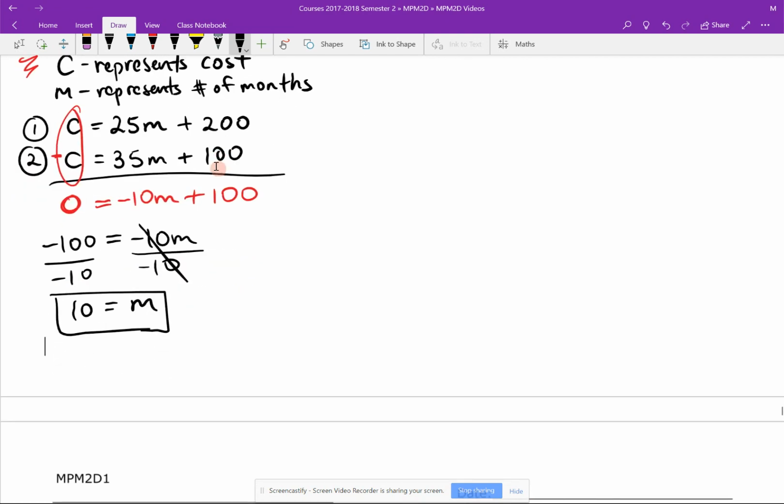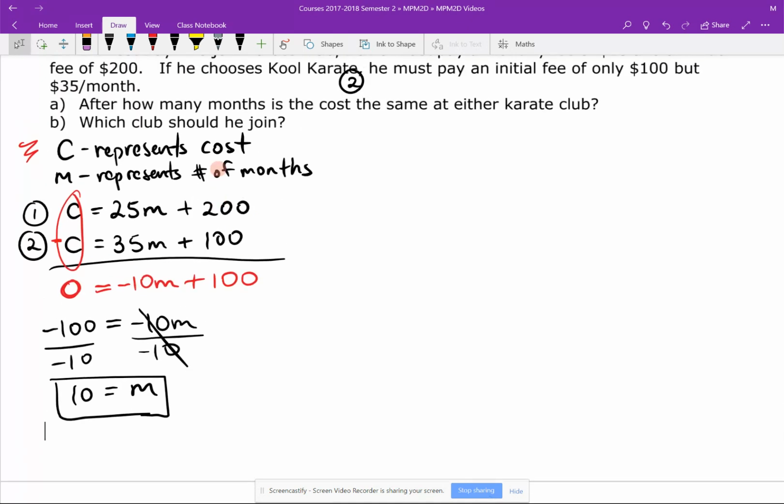Okay, so do I need the costs? Actually, I can go and find C. So if I took M and I put it into any one of these equations, I can also find C. So for example, C is equal to 25 times 10 plus 200. And then I can find C. Okay, 25 times 10 is 250 plus the other 200. And I get 450 as my answer.